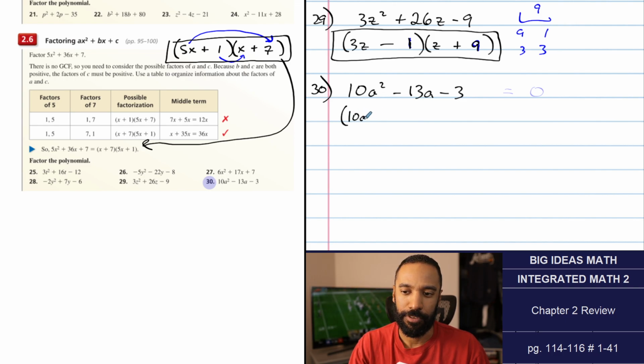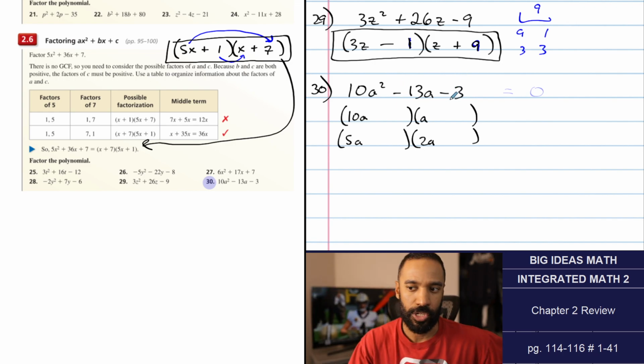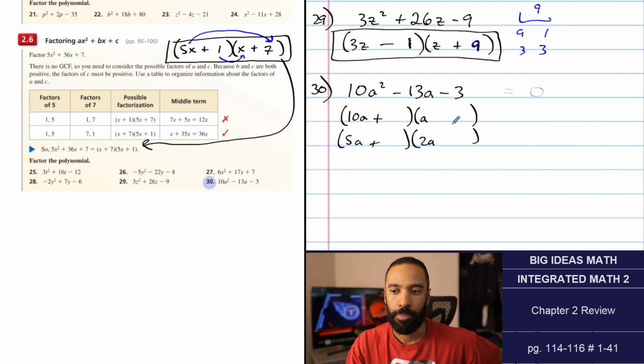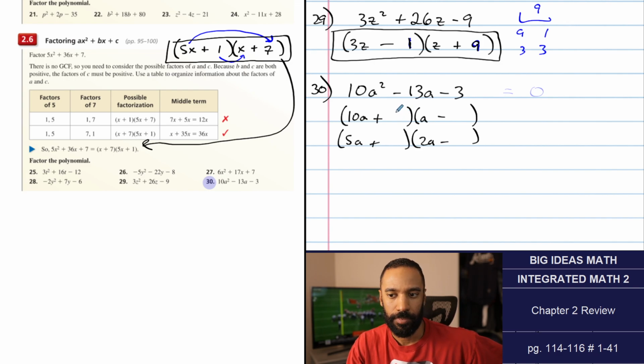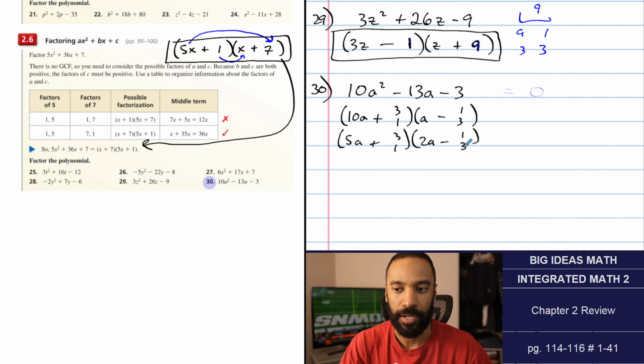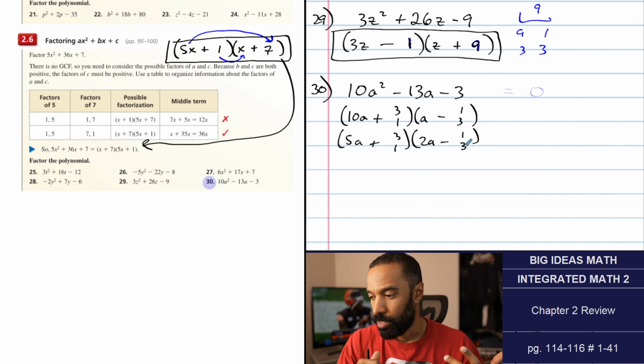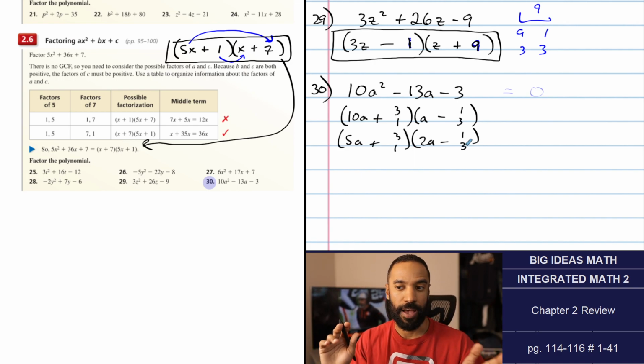10a squared can come from 10a times a, or 5a times 2a. Now, again, I don't know which one's which. I'm always going to get odd results no matter what I do. Thankfully, 3 being a prime number means it can only be one of two things, 3, 1, or 1, 3. This is the kind of problem where all of these could have been valid tests depending on the size of the numbers, but with no GCFs and no even-odd issues, anything's valid for testing.